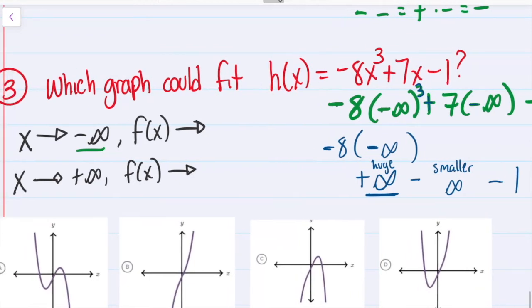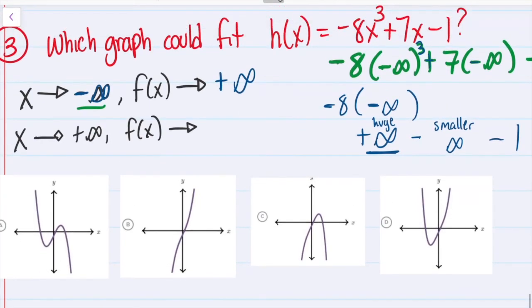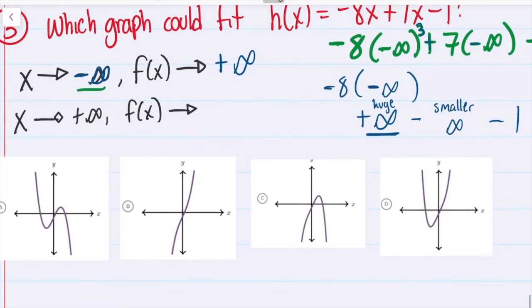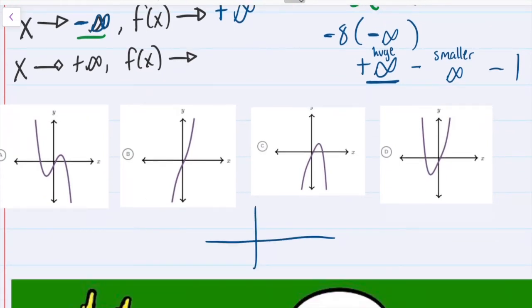So when my x approaches a big negative number, my y is also going to be a positive big number. You see? So in other words, when I have a graph, when my x is negative, so it's going this way, my y is going to go up. So it's going to be somewhere around here, right?